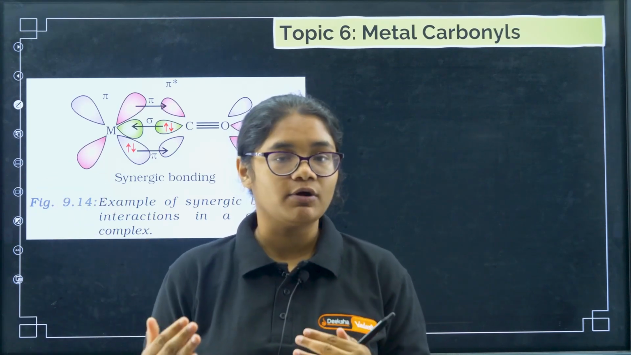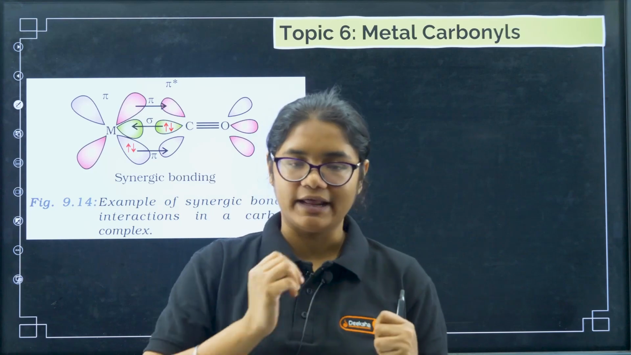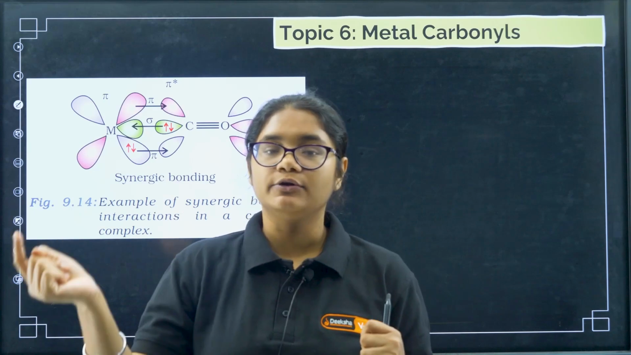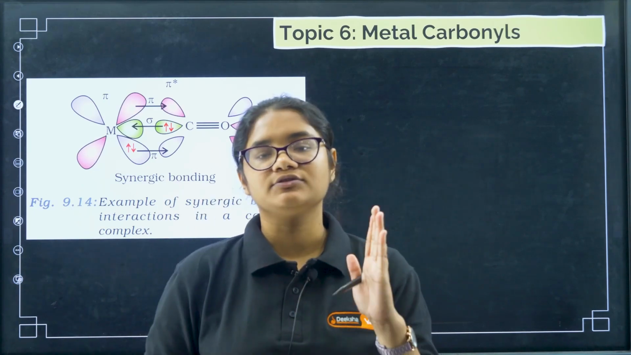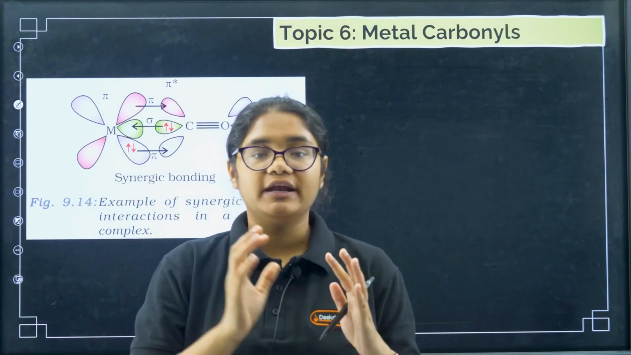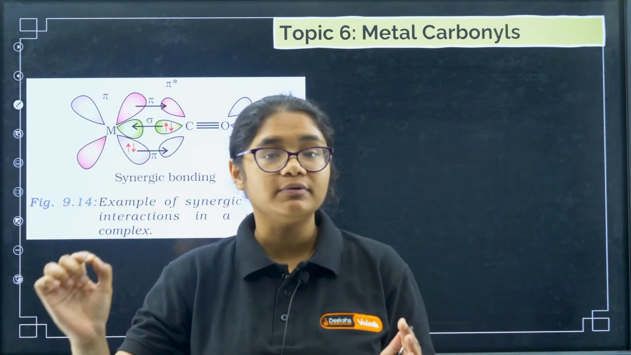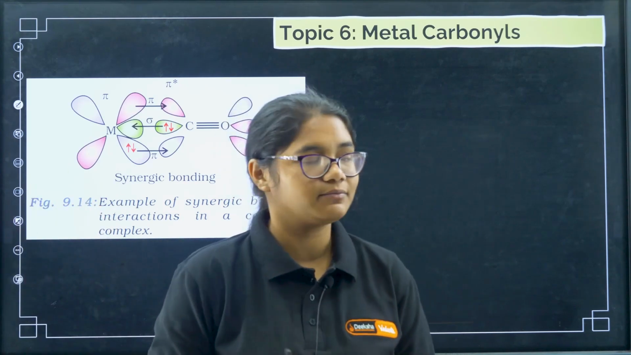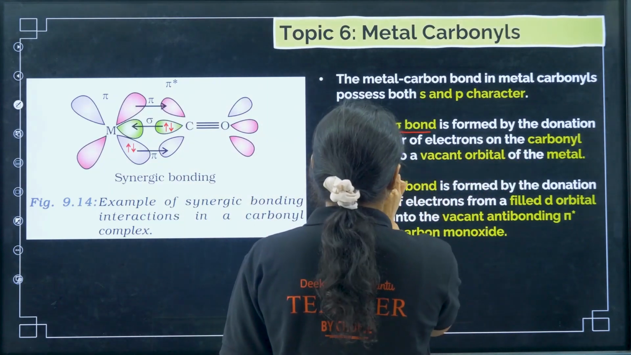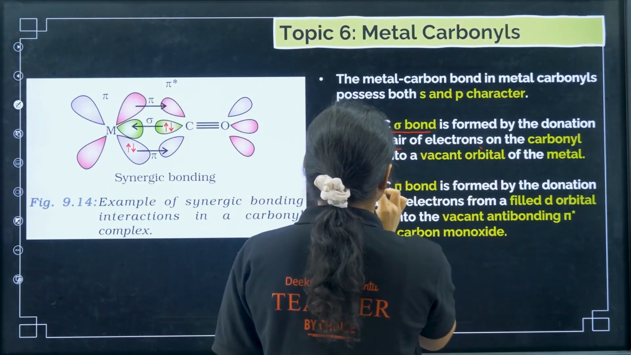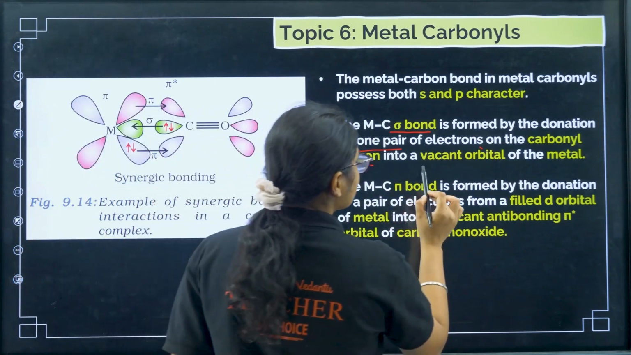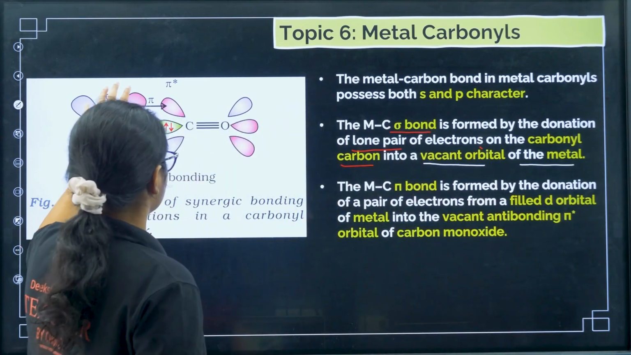Now we have to understand what orbitals are involved here. First the ligand will donate electrons to the metal, from its orbital into the empty d orbitals of the metal. When the metal donates electrons to the carbonyl group, it donates from its filled d orbital to the empty pi star orbital of CO. Please remember this. The sigma bond is formed by the donation of the lone pair of electrons on the carbonyl carbon to the vacant orbital of the metal.